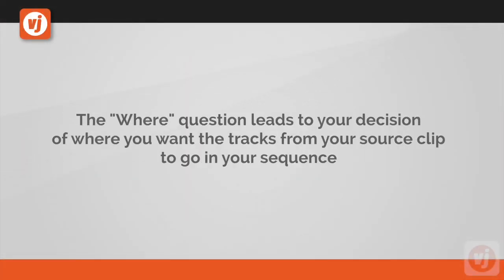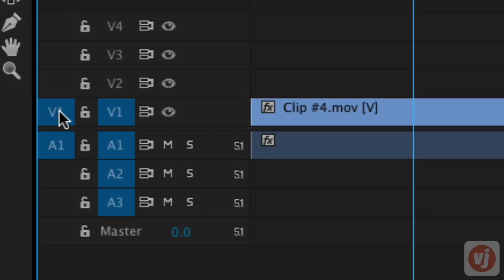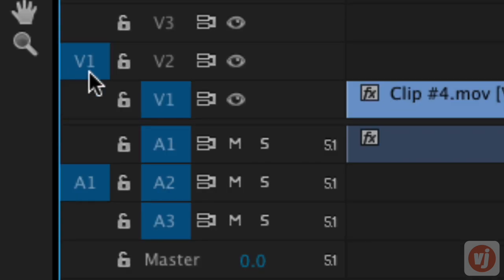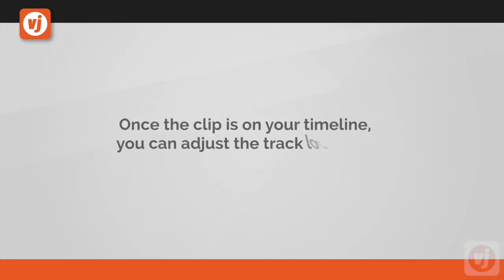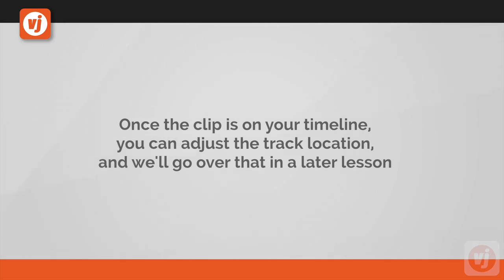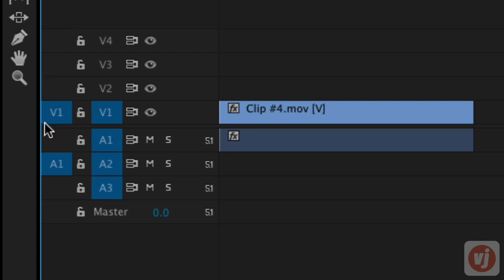So the where question leads to your decision of where you want the tracks from your source clip to go in your sequence. And you do this by clicking and dragging the source video and audio tracks to align with the sequence tracks that you want them to go onto. You can also click to turn your source video track button off so that you'll only be adding audio from that clip, and you can do the same with the audio tracks. Once a clip is on your timeline, you can adjust the track location, and we'll go over that in a later lesson. To start with, it's usually a good idea to leave the source tracks as they are.